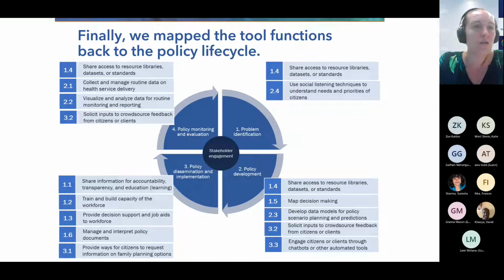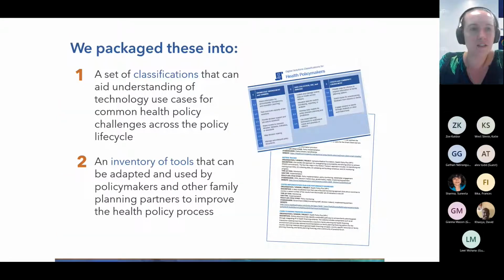So through all this work and from our project outputs, we packaged this information into 2 main resources, and there will be a few other briefs to summarize our findings as well. But the main resources that we're working on are the policymaker classifications, which are meant to aid the understanding of the common technology use across the policy cycle, and the inventory of tools which can be adapted and used by policymakers and other family planning partners and practitioners to improve the family planning policy process. And this is all in progress, and we're intending to release these along with briefs that explain how we created the categories and also explain in more detail some of the findings from our key informant interviews, and will be available within the next month.